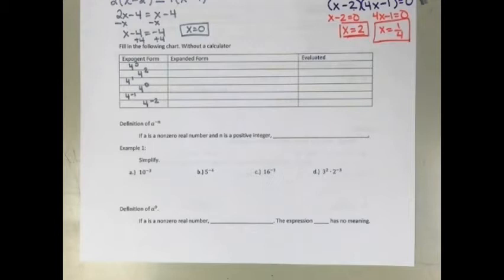Yes, but that's not expanded form. That would be the evaluating side. Look at your chart. Expanded form's not my answer, the evaluating. You see what I'm saying? Okay. 4 cubed. What does 4 cubed mean?